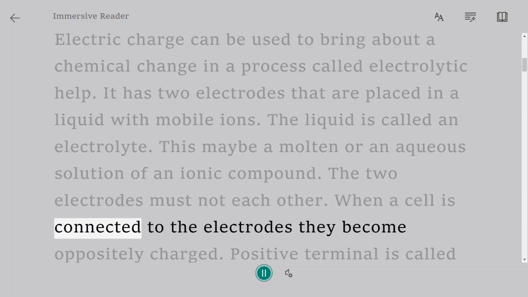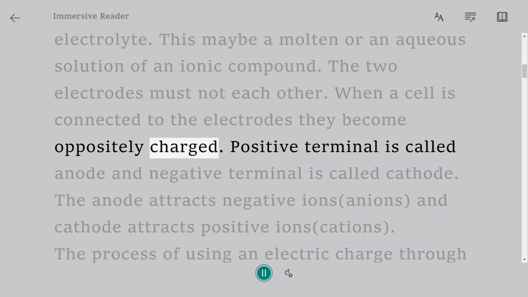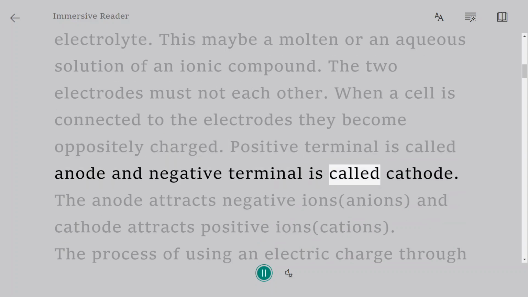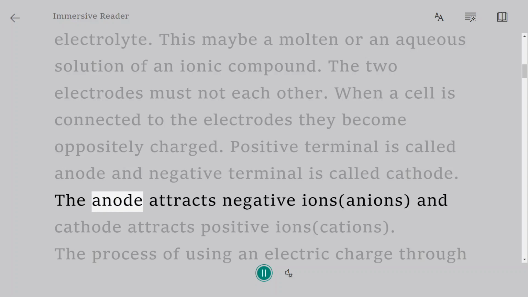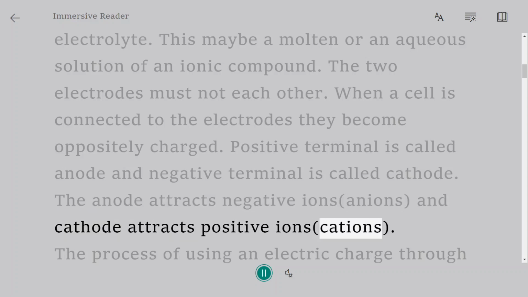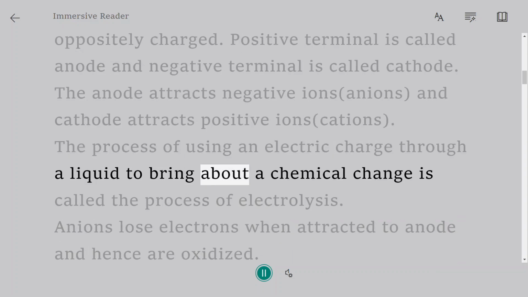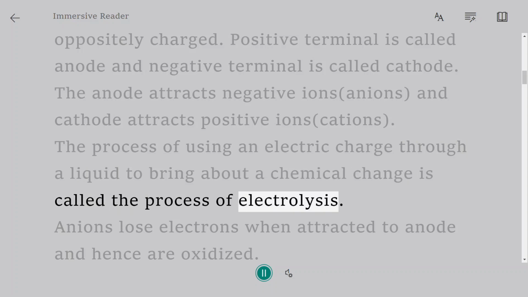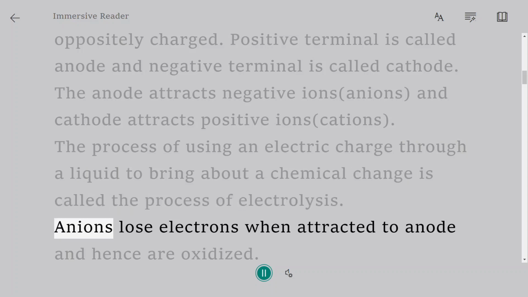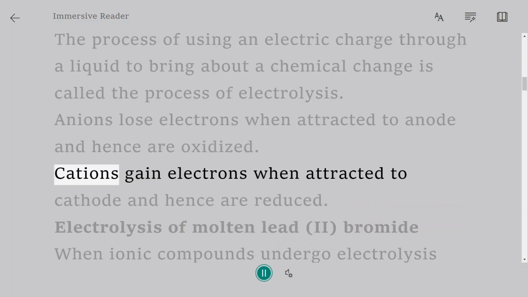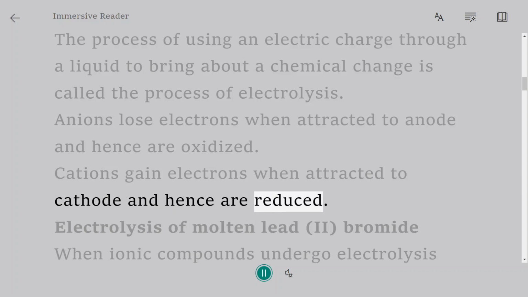When a cell is connected to the electrodes, they become oppositely charged. The positive terminal is called the anode and the negative terminal is called the cathode. The anode attracts negative ions, anions, and the cathode attracts positive ions, cations. The process of passing an electric charge through a liquid to bring about a chemical change is called electrolysis. Anions lose electrons when attracted to the anode and hence are oxidized. Cations gain electrons when attracted to the cathode and hence are reduced.